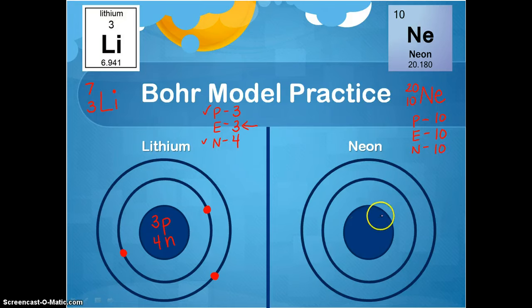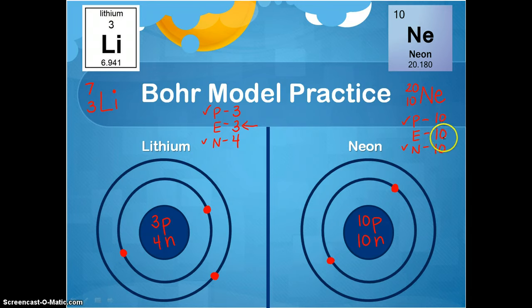To do my Bohr model, remember inside are going to go my protons and my neutrons. So this time for neon, I've got 10 protons and I have 10 neutrons, so 10n. So those two are done. Check, check. So this time I'm going to look for my electrons. Remember that rule, 2-8-8. So on my first ring, I can only put 2 electrons. So 1 dot, 2 dots.